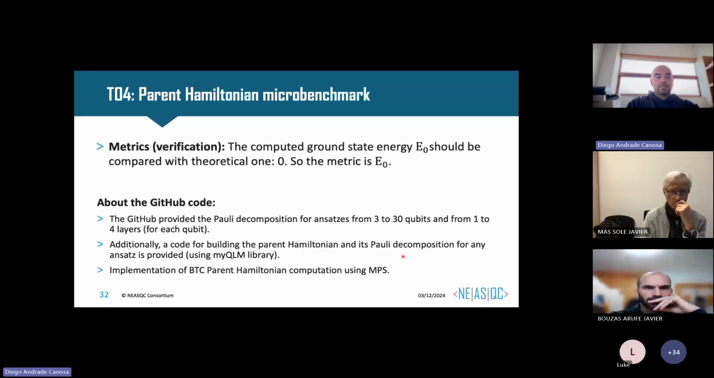So in that case, what we are providing here is the Pauli decomposition for the ansatz from 3 to 30 qubits and from 1 to 4 layers for each qubit. But also we are providing an implementation for calculating the parent Hamiltonian and its Pauli decomposition using the MyQLM library, and also we have a faster implementation of this procedure using matrix product states.